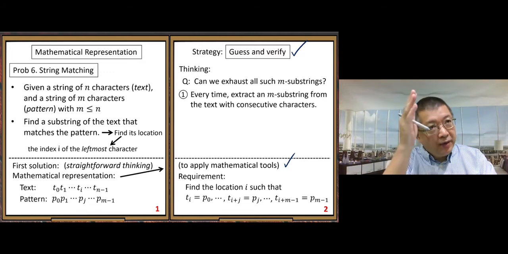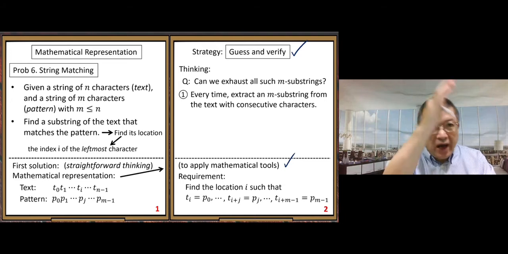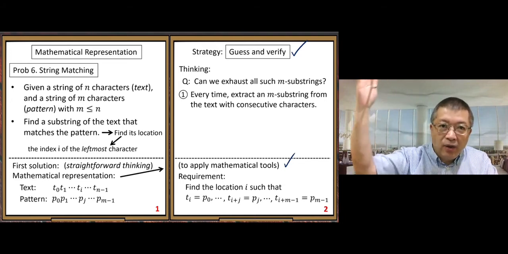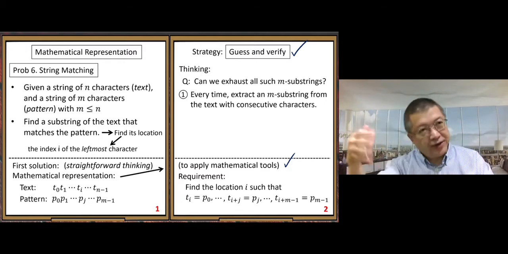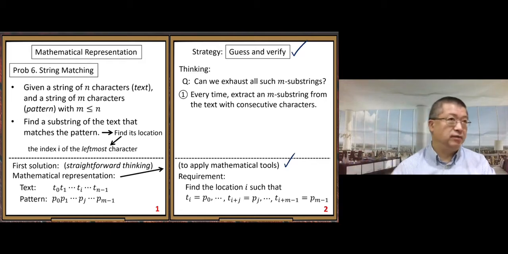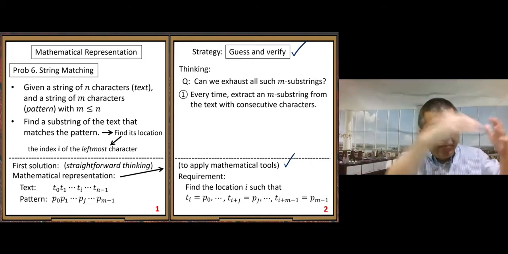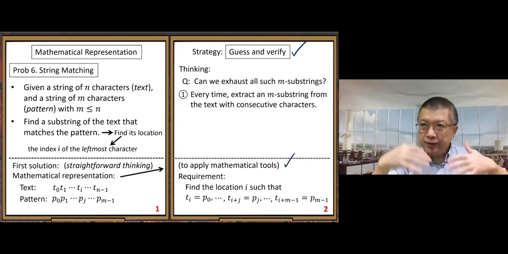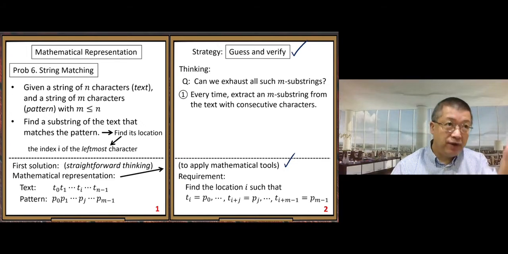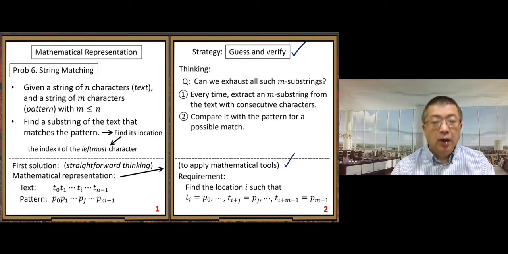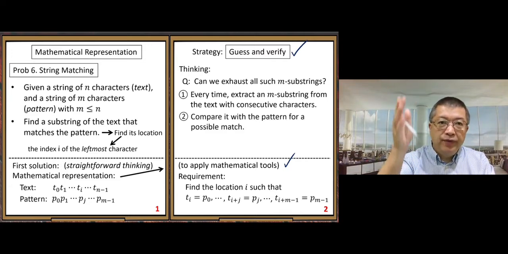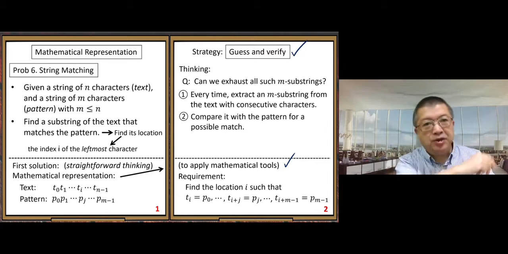All right. So if we can exhaust them, every time let's just take one of the M substrings. Just take one. Then we can do comparisons, character by character. After we compare all M pairs of characters, then we know if it is a match or not. So compare it with the pattern for a possible match.